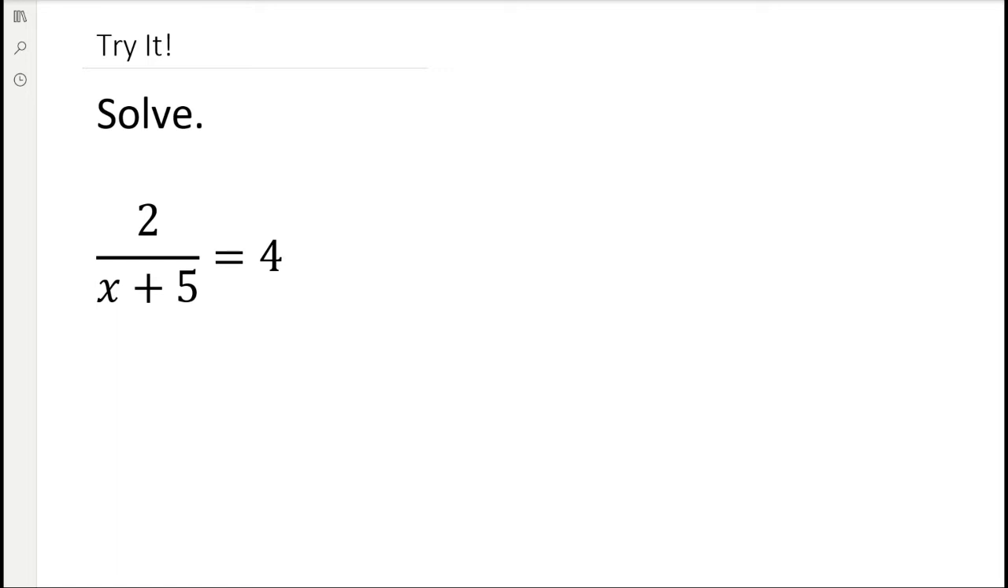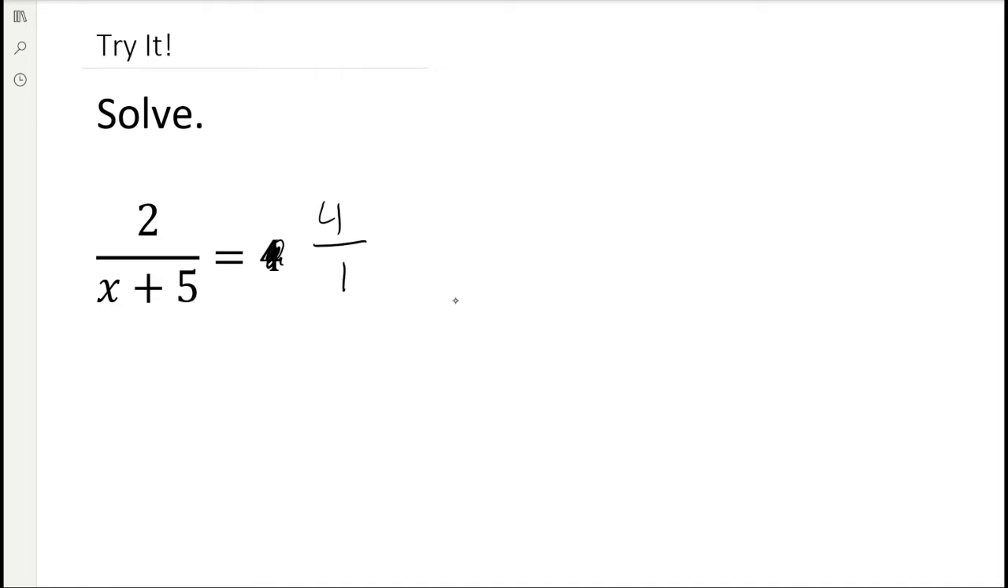Alright, so let's solve the following problem. 2 over x plus 5 equals 4. So again, you can always rewrite a whole number as a fraction. So that's what we're going to do here. So we got 4 over 1. So I'm just going to go ahead and erase this and just kind of replace it with 4 over 1, and it looks nicer that way.